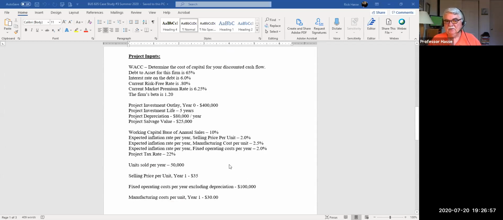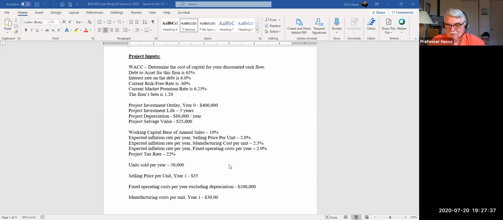Again, you're going to set up a spreadsheet just like we've done last week and earlier. Your WACC calculation: the debt to asset for this firm is 65%. Interest rate is 6%. The risk-free rate is 0.8%. The market premium rate is 6.25%, and the firm's beta is 1.2. I might also add that the company's tax rate is 22%. With that information, you can determine the cost of capital.